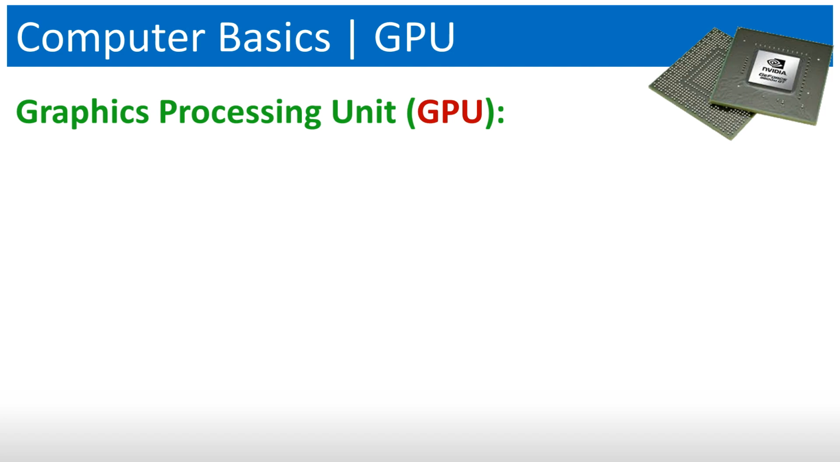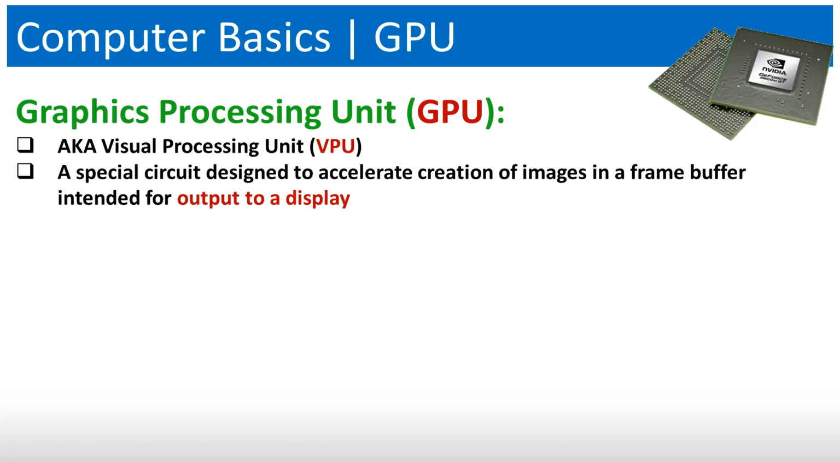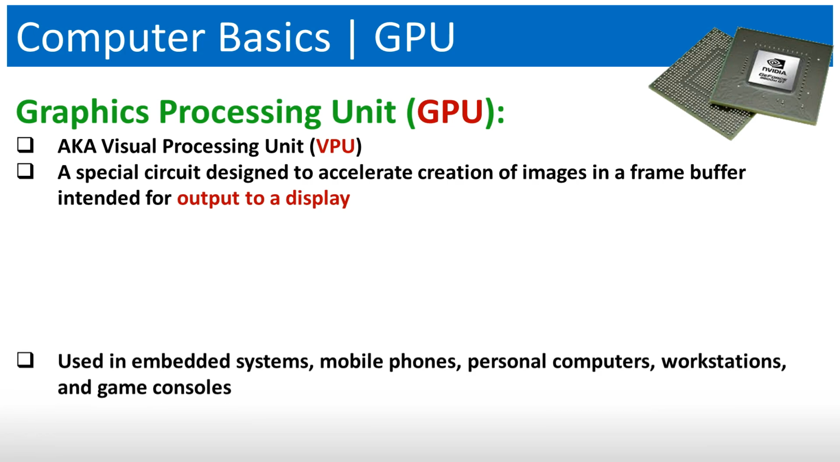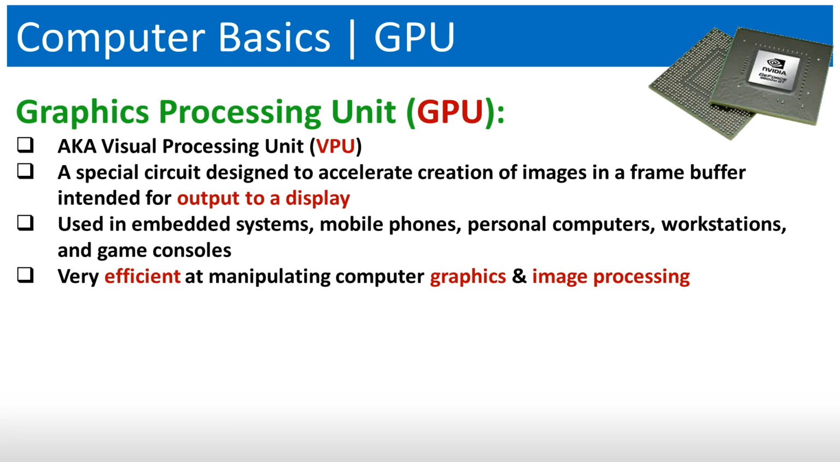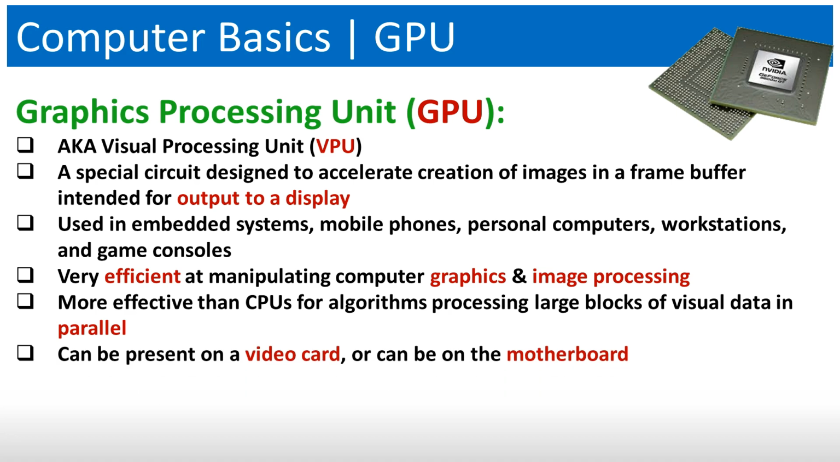Another important component is the GPU, or Graphical Processing Unit, also known as the Visual Processing Unit. This is a special circuit chip that can help accelerate the processing of images and output them to display. There are a lot of systems out there, including mobile phones, embedded systems, and game consoles, that have a dedicated GPU, which means it releases the main CPU from having to process computer graphics and images. That's a more efficient use of the system. It can also be present on the motherboard of the system, or it can be external on a video card.